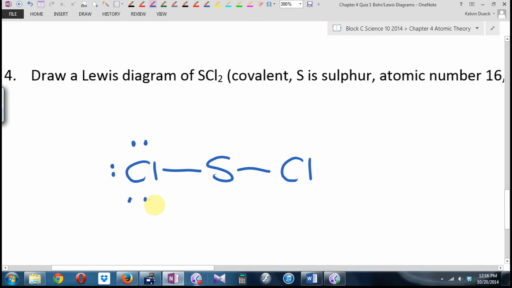I kind of reason my way to drawing the covalent Lewis diagrams. I kind of work my way backwards. I do the covalent bond first, and then I ask how many more do I need? 1, 2, 3, 4, 5, 6.